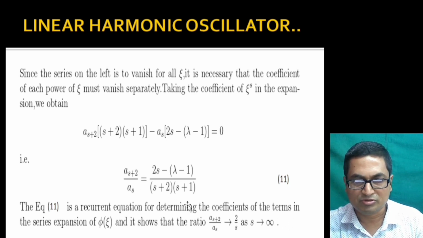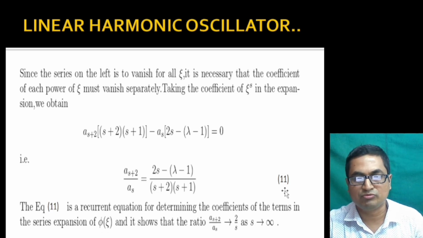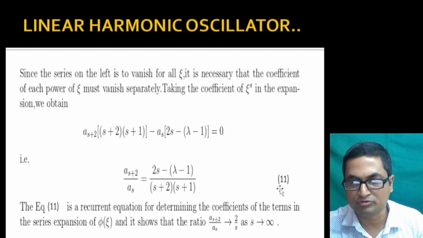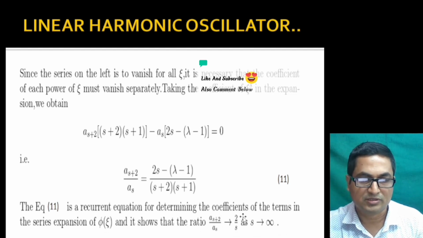Now in this equation, if you put s tends to infinity, we will see that a_(s+2) by a_s goes to 2 by s. This is very clear, because all the other terms would cancel out for s tends to infinity, and 2 will be there, and in the denominator s squared will be there, so one s is cancelled, and it will be 2 by s. So equation 11 in the limit s tends to infinity becomes 2 by s, which is equation 12.